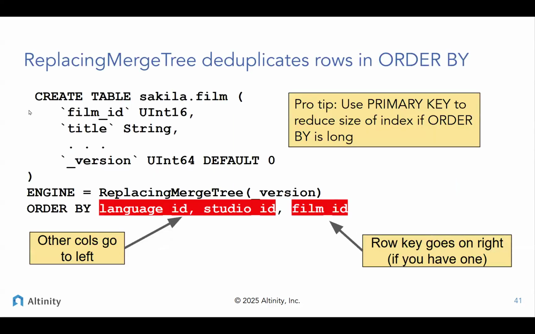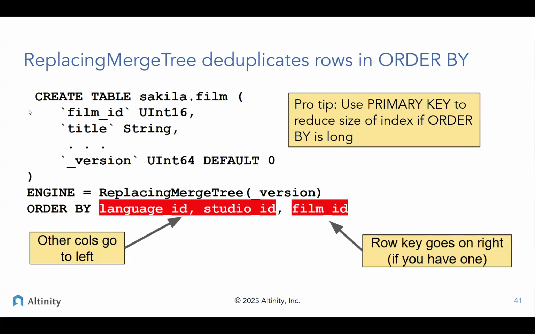This is a table type. What it does is it automatically deduplicates the rows in the ORDER BY. So this is a different table organization from plain old MergeTree, but the basic idea here is that any row that arrives that matches the language ID, studio ID, and film ID, this is taken from a MySQL example, is going to be assumed to be the same row. Moreover, you can have another column which is called the version, and that version is going to be used to decide which of those rows should be the winner. This is a classic way of handling eventual consistency.